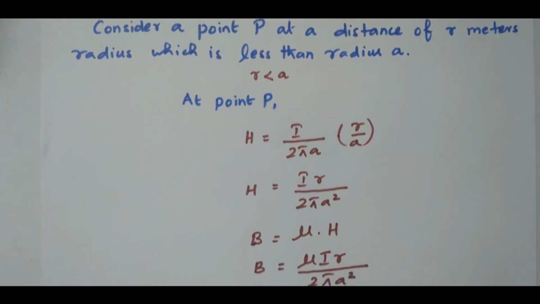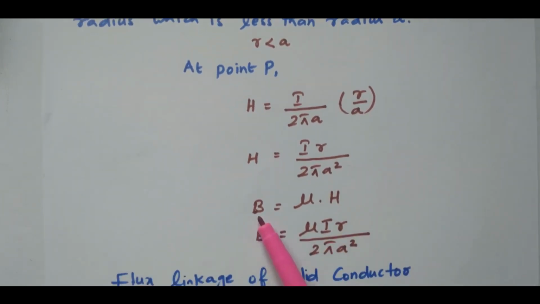From the magnetic field intensity we will find the magnetic flux density B. What is B? B equals mu H. One relation is available, B equals mu into H. So mu into H is nothing but I r divided by 2 pi a square. So B equals mu I r divided by 2 pi a square.